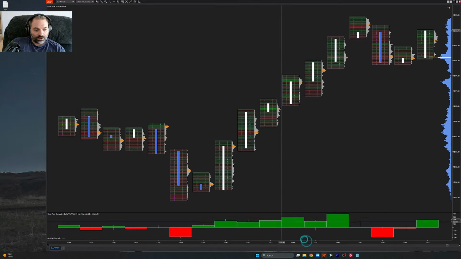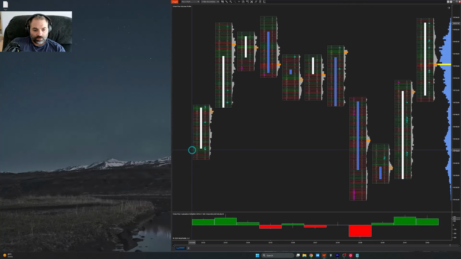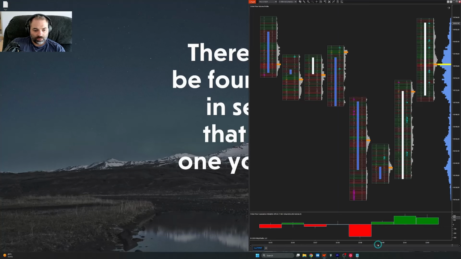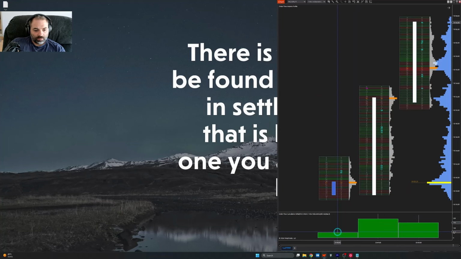Did I lose it? Yeah, it's right here. All right. There's another sweep and a stop run here. Okay, you see now we're starting to see something right here, because the range is getting smaller.